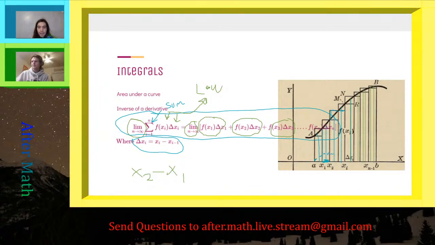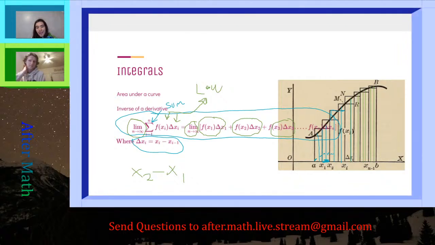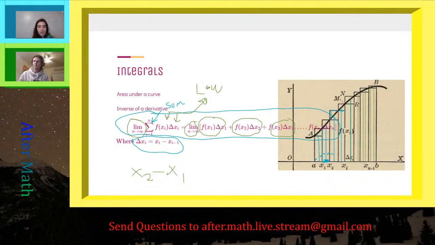And then the key is, if we have an n number of these boxes, as we get closer and closer to infinity, then these boxes get smaller and smaller and smaller. Yep.